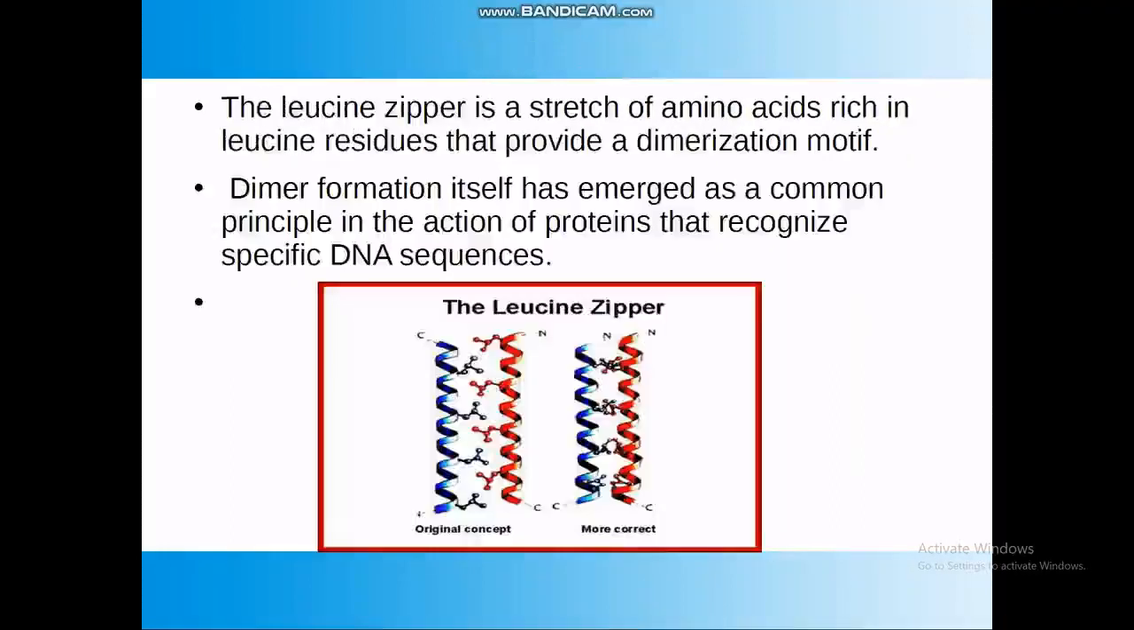The leucine zipper is a stretch of amino acids in which the residues provide the dimerization motif. The dimer formation itself has emerged as a common principle in the action of proteins that recognize specific DNA sequences.